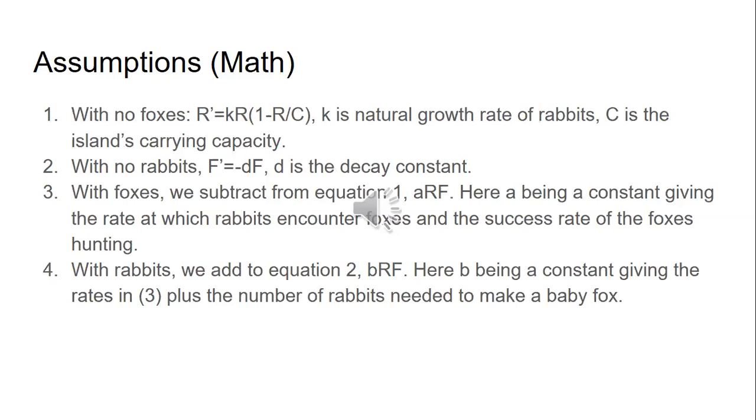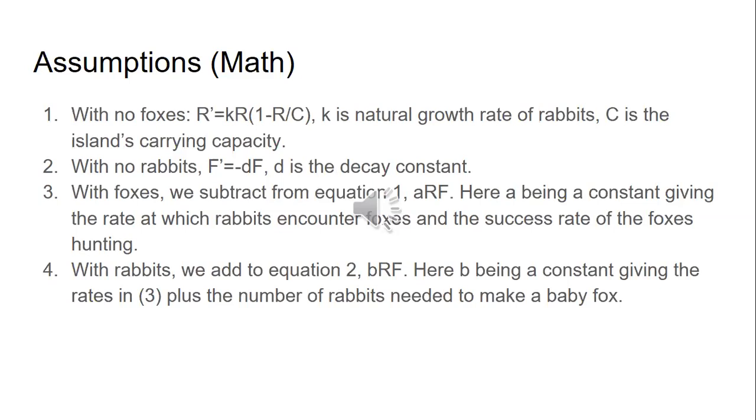And so remember, R times F is the number of interactions between rabbits and foxes, the theoretical maximum number of interactions. And so there's going to be some proportion of those which are going to occur in any given time period. And of those encounters, only a certain number are going to lead to the foxes actually successfully hunting the rabbits. And so for the foxes, we add the component B times RF.